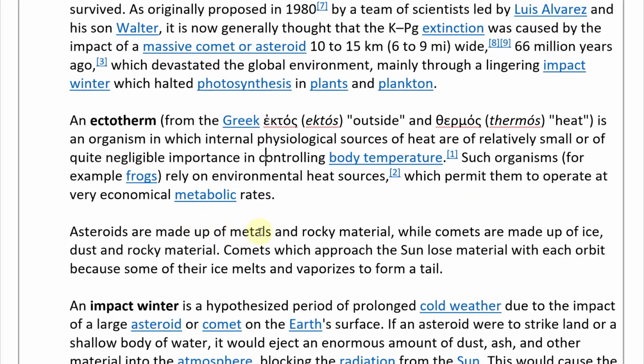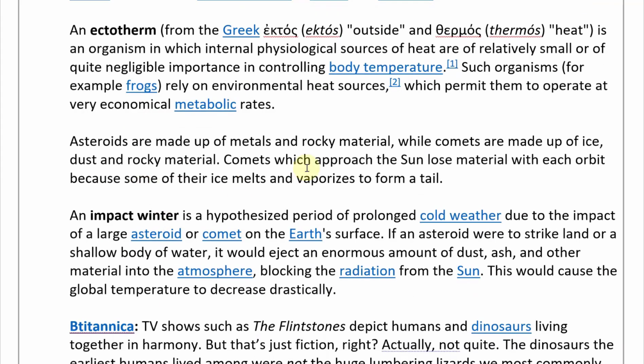So asteroids are made up of metals and rocky material, while comets are made up of ice, dust, and rocky material. So basically, a comet is ice, rock, and dust. Comets which approach the sun lose material with each orbit, because some of their ice melts and vaporizes to form a tail. So the difference between an asteroid and a comet is just that comets shoot out materials, either dust or ice.